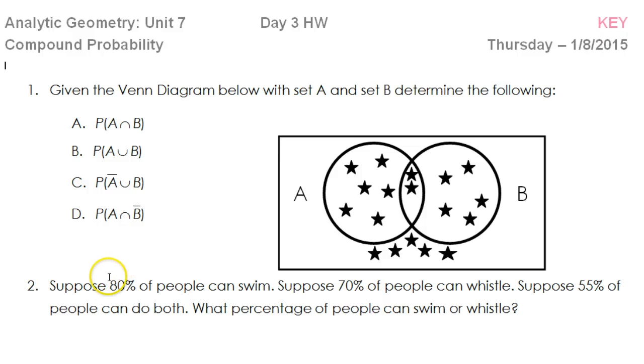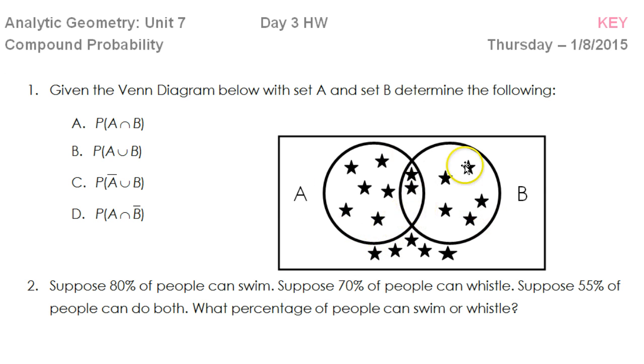Alright, in this lesson we will continue practicing calculating compound probability. And again, compound probability is when you have two or more events that are happening, and it can be either an AND situation, so you're trying to find the probability that event A and event B happen, or it could be event A or event B.